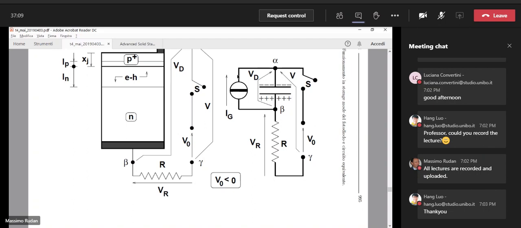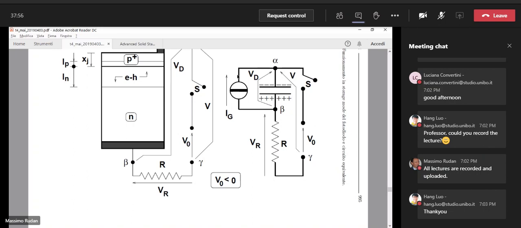Another observation is that during the integration time, the loop on the right is opened. So there is no possible current across resistance R during the integration time. For this reason, there is no voltage drop. So during the integration time, VR is equal to 0, so that the potential at point gamma and the potential at point beta are equal to each other. Okay? So beta has the same potential as gamma.